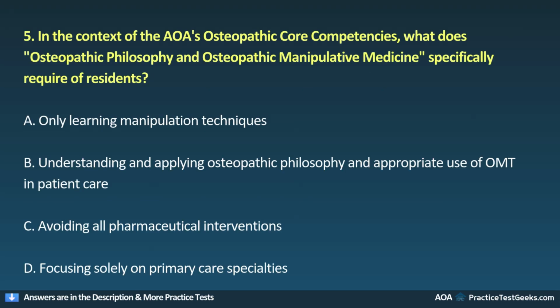5. In the context of the AOA's osteopathic core competencies, what does osteopathic philosophy and osteopathic manipulative medicine specifically require of residents? A. Only learning manipulation techniques. B. Understanding and applying osteopathic philosophy and appropriate use of OMT in patient care. C. Avoiding all pharmaceutical interventions. D. Focusing solely on primary care specialties.